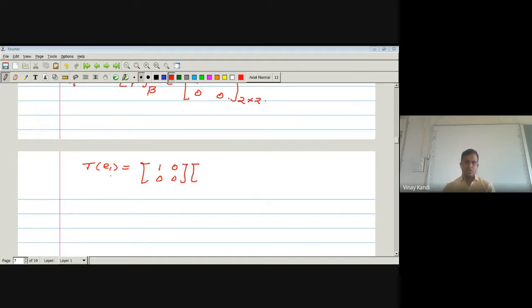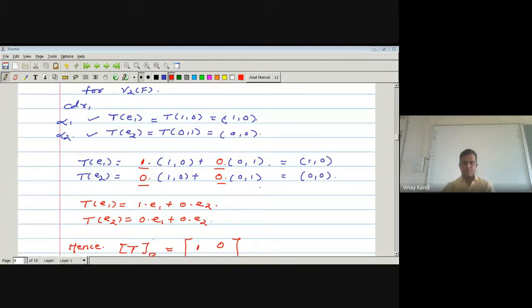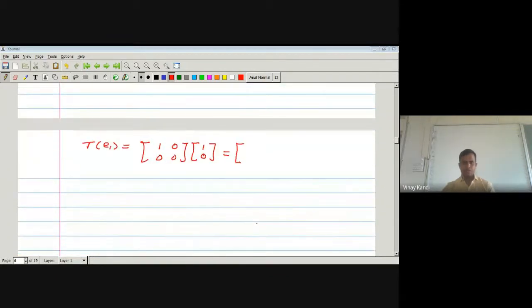What is e1? e1 is nothing but (1, 0). Now do the product of this one. What will T of e1 be? It should come out as (1, 0). Now do the matrix multiplication of these two. 1 into 1 is 1, 0 plus 0 is 0, so 1, then 0 into 1 is 0, 0 into 0 is 0, 0 plus 0 is 0. Now this is 1, that is, T of (1, 0) is equal to (1, 0).